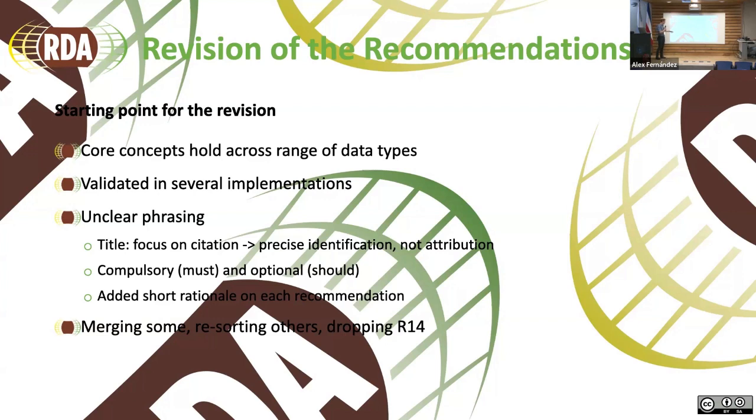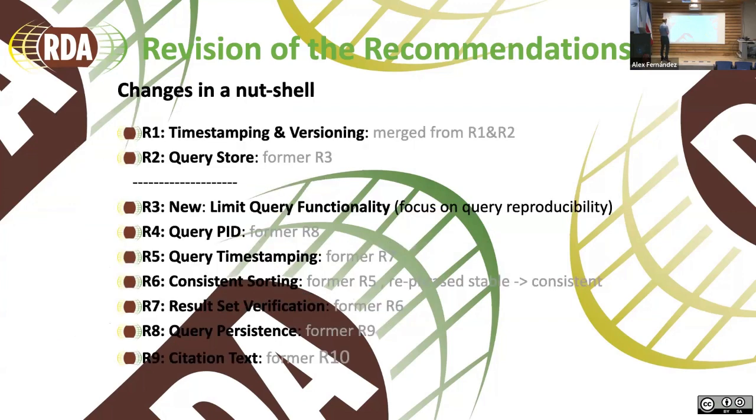And we also merged a few recommendations so that we get down to a smaller number. Now we're down to a dozen, which is 12 recommendations to make us happy. Next slide, please. So as an overview, recommendation 1 now will combine the timestamping and the versioning. So that's a merger from recommendation 1 and 2, because those two go together and you can't do them separately.